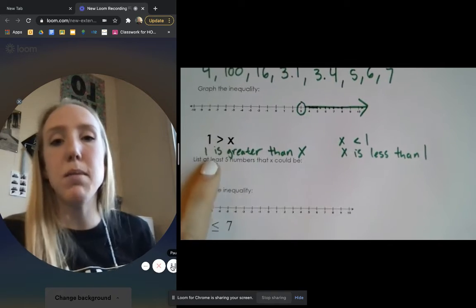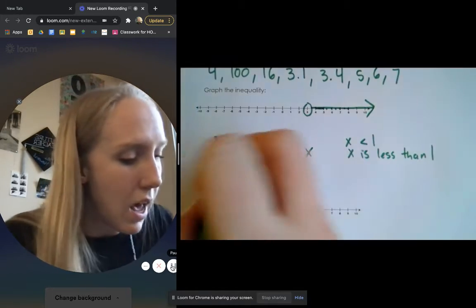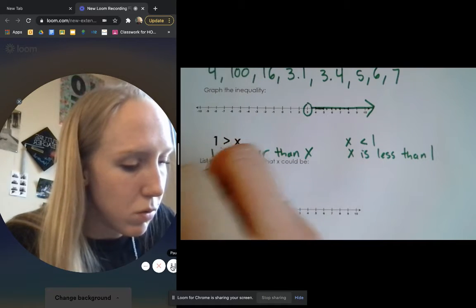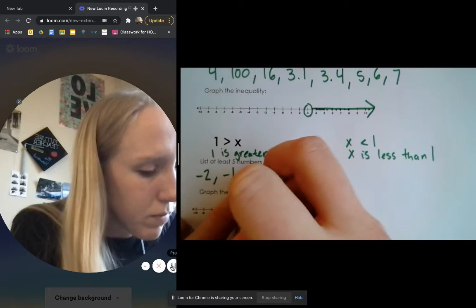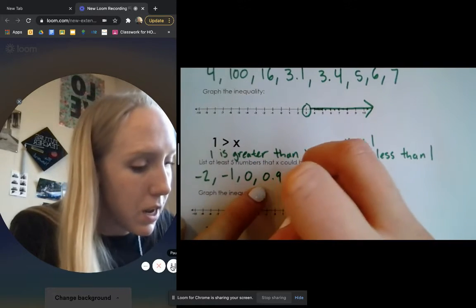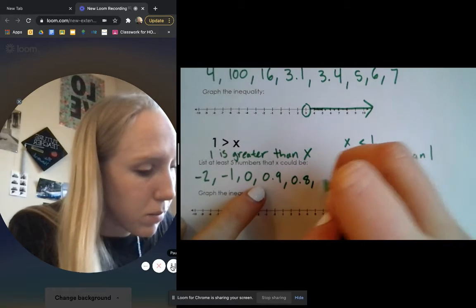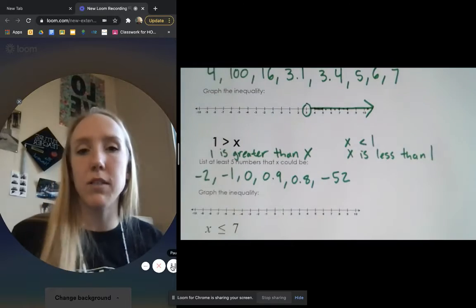So let's write numbers that x could be. If x has to be less than 1, x could be -2, -1. It could be 0. It could also be 0.9 because that's less than 1. It could be 0.8. Could be negative 52. It could be lots of numbers.